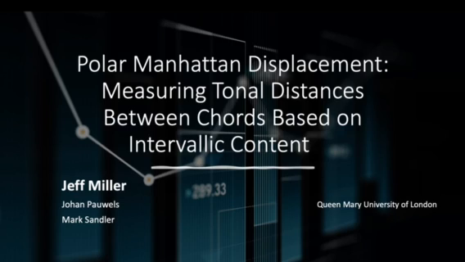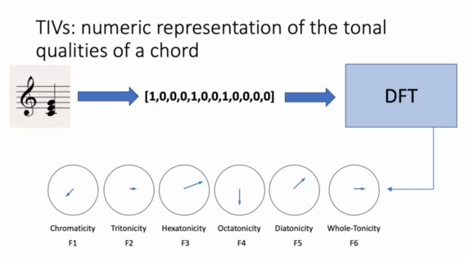PMD is a way of mathematically describing the differences between the tonal properties of groups of notes. Although PMD can be applied to any pitch class set, for the sake of clarity, this presentation focuses specifically on chords. Chords can be represented as tonal interval vectors, or TIVs.